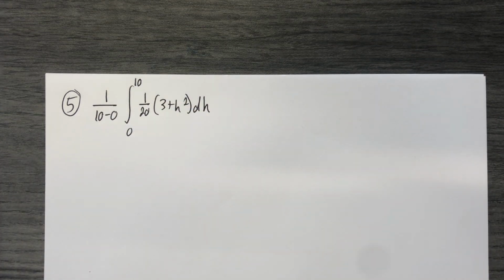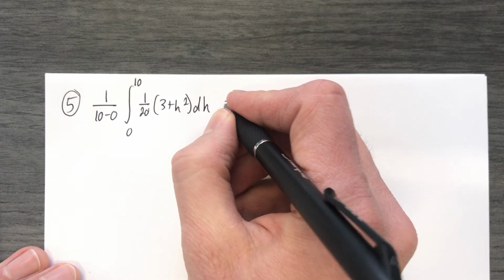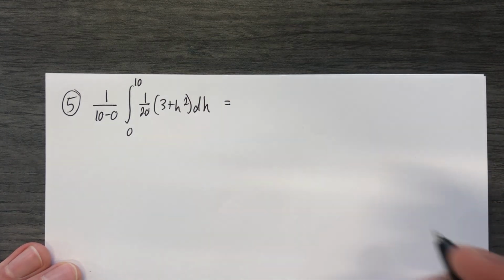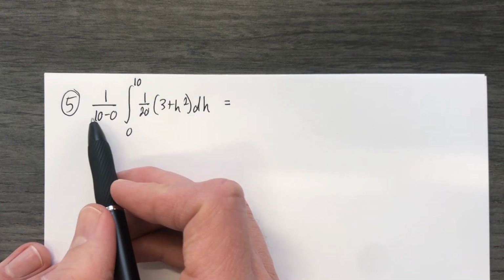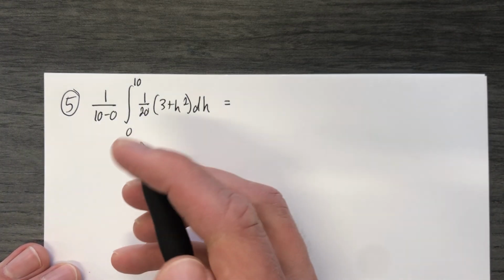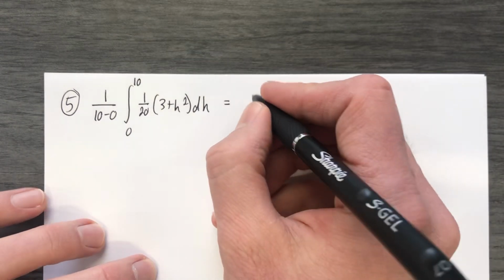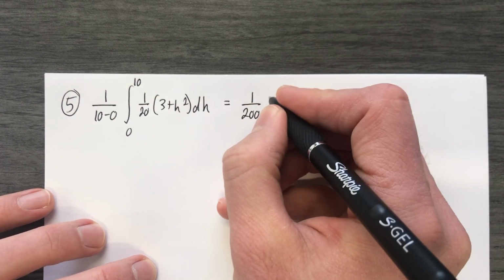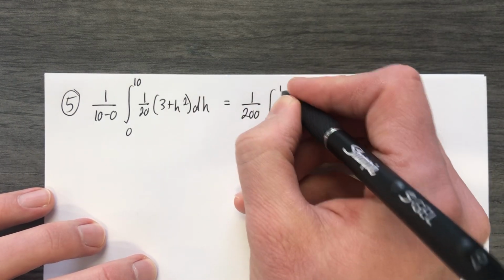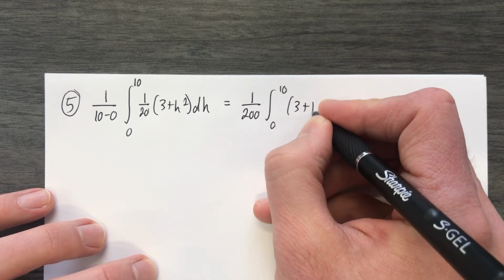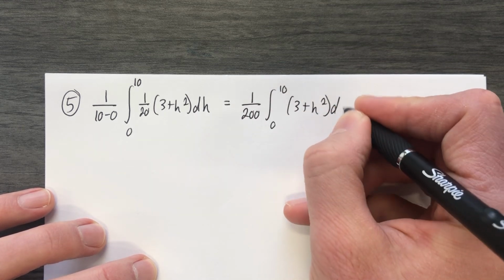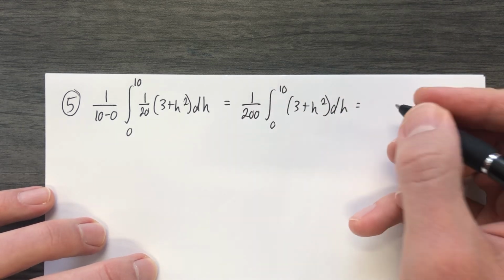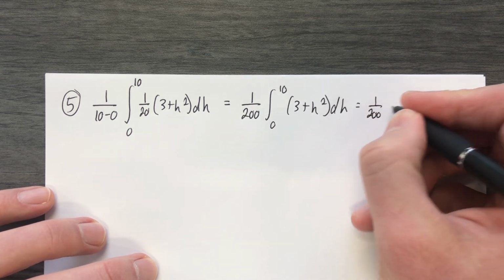Okay, so we're going to figure this out by hand, and let's just go ahead and skip a couple steps because I think we can. 1 over 20 can factor out, and we'll have 1 over 10 times 1 over 20, and that's going to give us 1 over 200. So 1/200th is in the front, and then we'll have 0 to 10, and then 3 plus h squared dh, not dx, almost wrote dx.